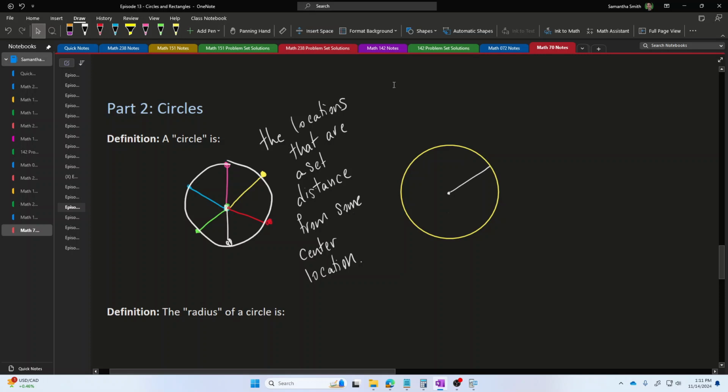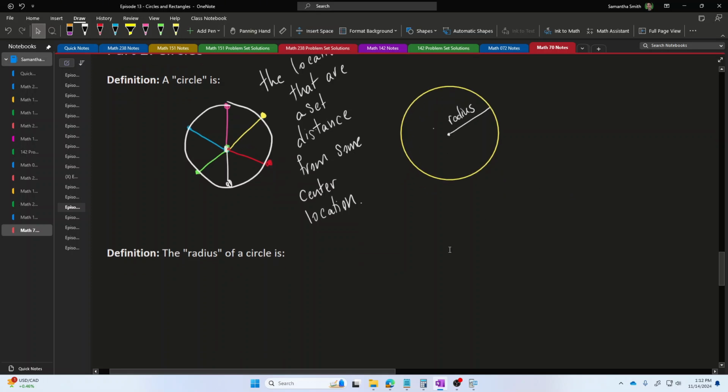Now, when you're talking about a circle, one of the most important measurements of this circle is something called the circle's radius. And the radius of a circle is this distance from the center to the circle's edge. It is, in this scenario, the length of the rope. The length of the rope that the person could travel from the post in the center to the circle on the edge. That is what's called the circle's radius. Center to edge.